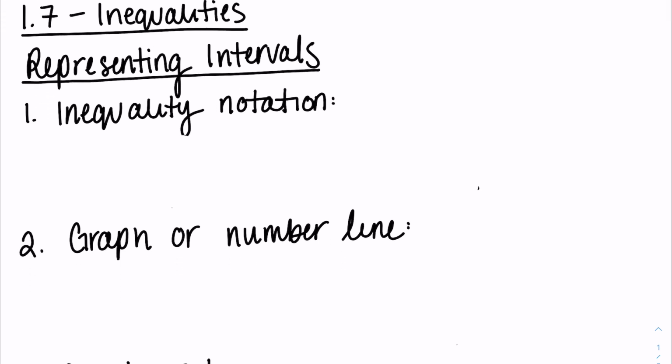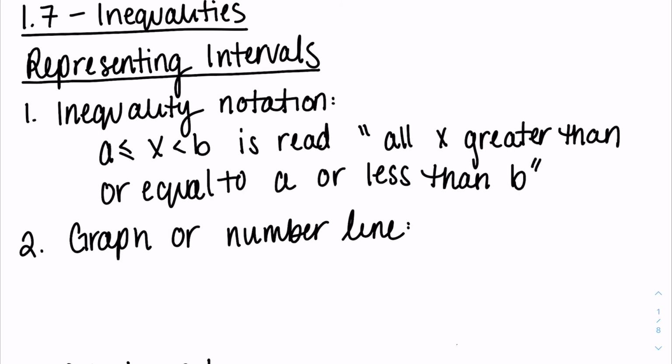First one is inequality notation, which is what you typically get for those solutions. Here we have a particular inequality, and this is read all values of x greater than or equal to a, but less than b. That means I can equal a, but not equal b. These bars underneath will indicate whether or not you have equality at that endpoint.